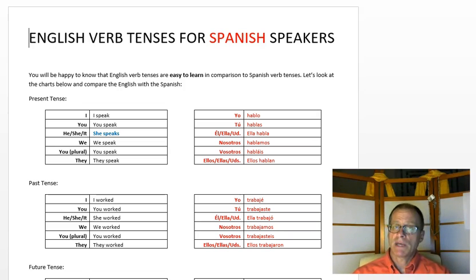But again, over in Spanish, the verb changes with each person. Trabajé, trabajaste, ella trabajó, trabajamos, trabajasteis, and ellos trabajaron.